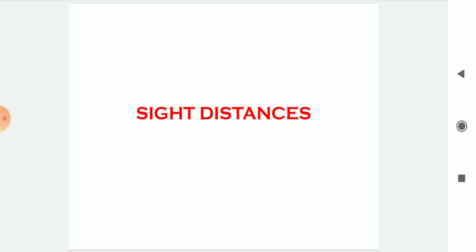Then what are the types of sight distance? There are three types. First, stopping sight distance, that is SSD. Second, ISD, intermediate sight distance. Then third, OSD, that is overtaking sight distance.